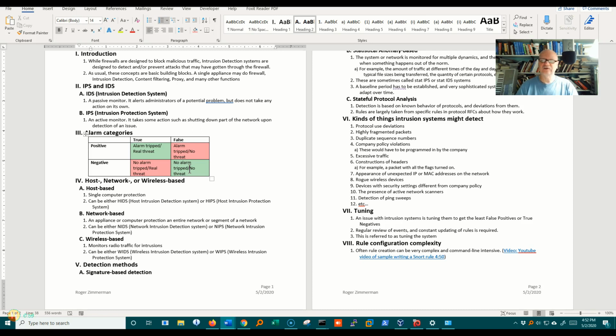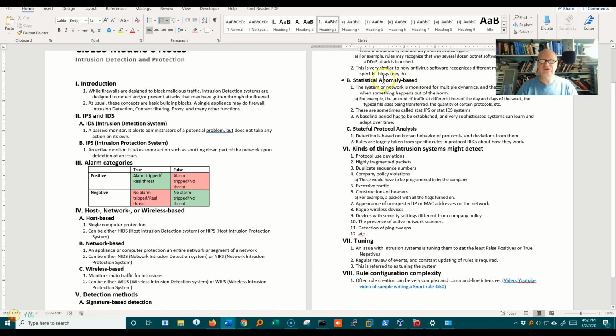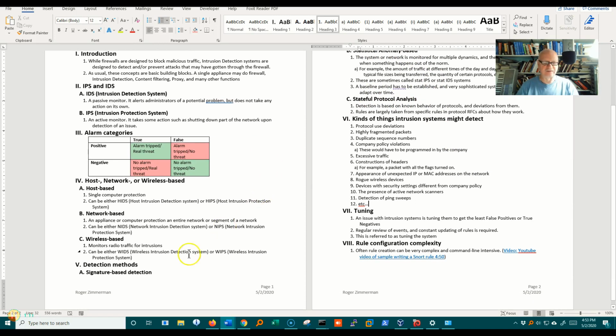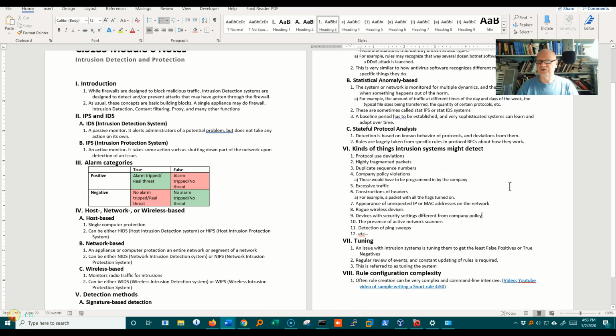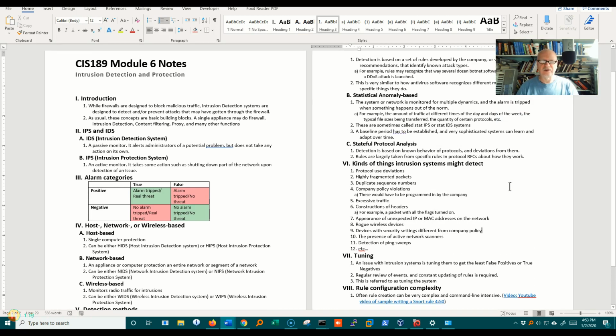Well, there are basically three. There is a signature-based detection type, and then there is a statistical anomaly-based and stateful protocol-based. So let's talk about what these things mean. Signature-based is very much like an antivirus software, a piece of software. So it's based on our understanding of what different attacks look like.